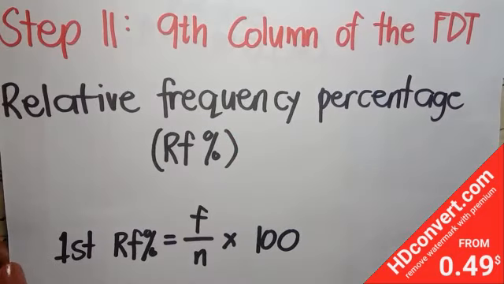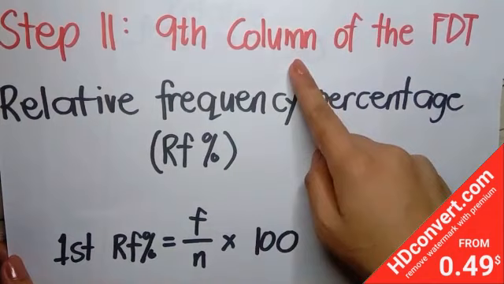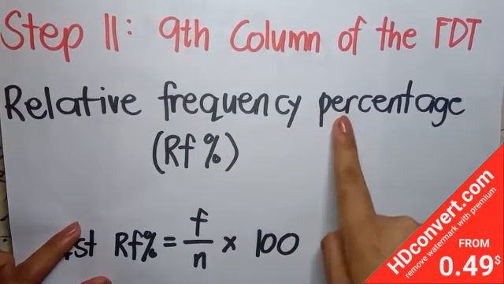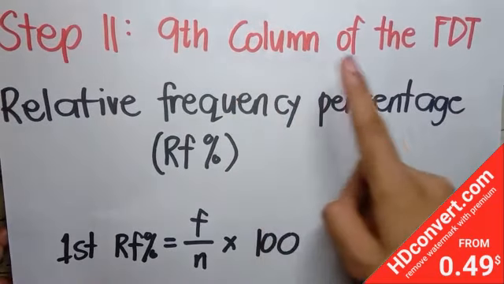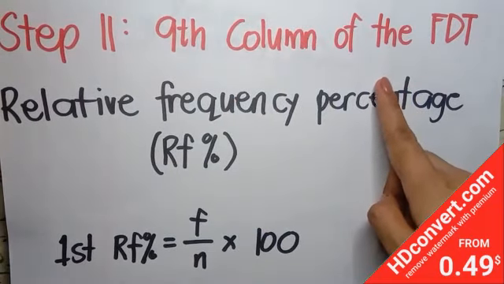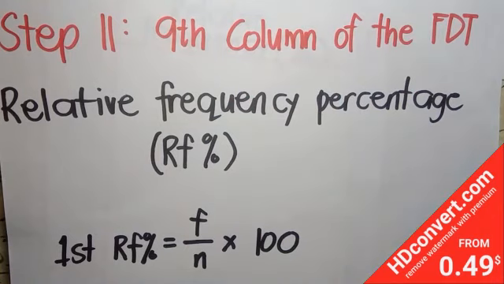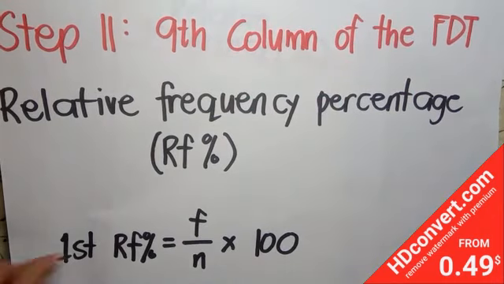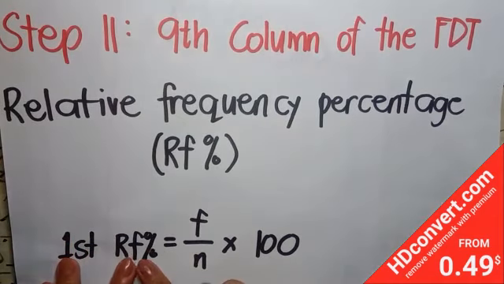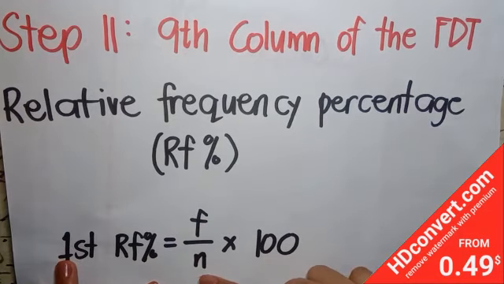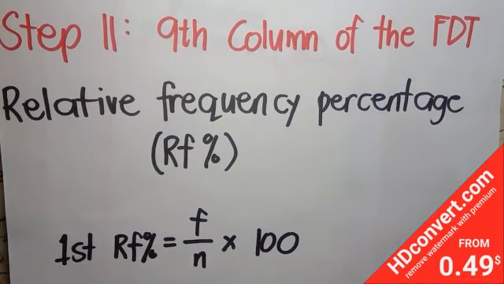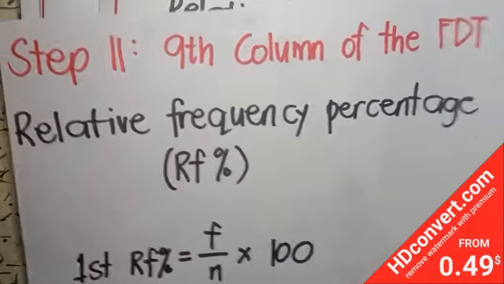Last step in constructing the FDT is the relative frequency percentage or RF percent. This is what we put in the 9th column of the FDT. How do we get the relative frequency? To get it, relative frequency percentage is equal to F, our frequency, over N, the sample size, times 100. So, let's go to the table.